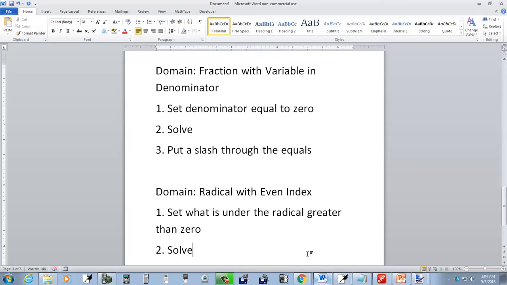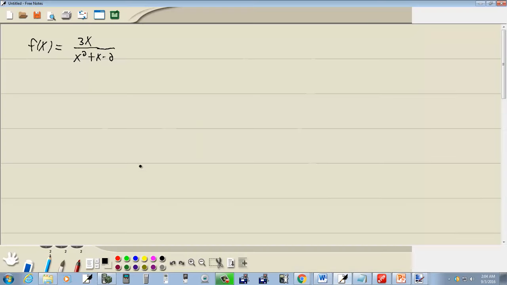Well, if I go through my steps, we're specifically trying to find the domain where we have a fraction with a variable in the denominator. Step 1, set the denominator equal to 0. So I'm going to have x squared plus x minus 2 equal to 0.